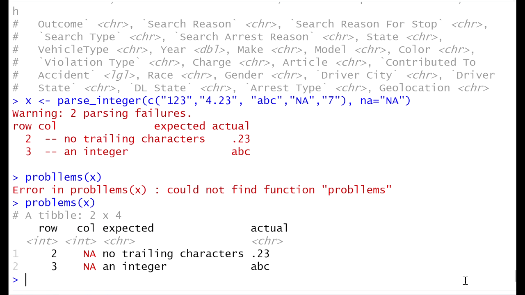And in row 3, it expected an integer, and it had ABC. So in a small vector like this, you don't need that sort of thing. But when you're doing thousands and thousands or millions of rows, then you do need those helper functions to look at where the problems are.